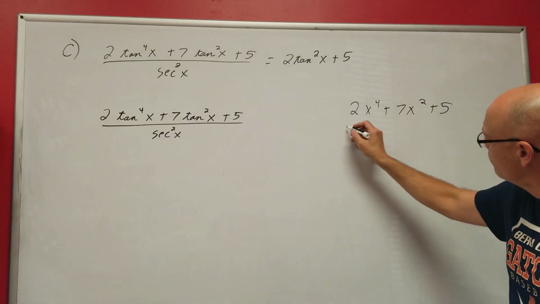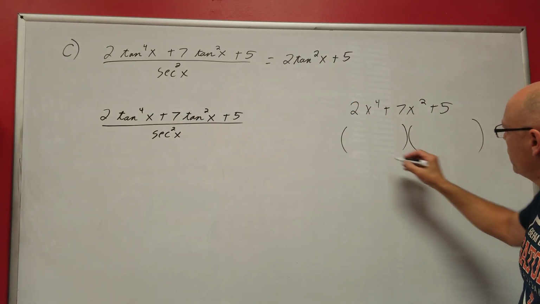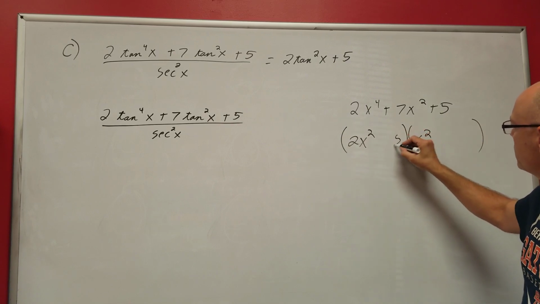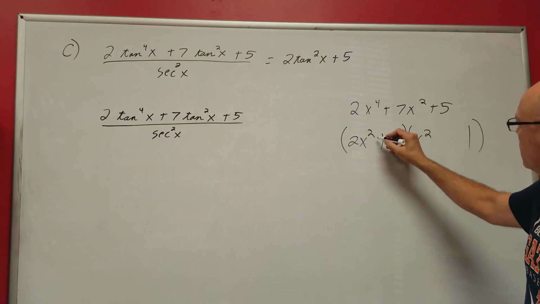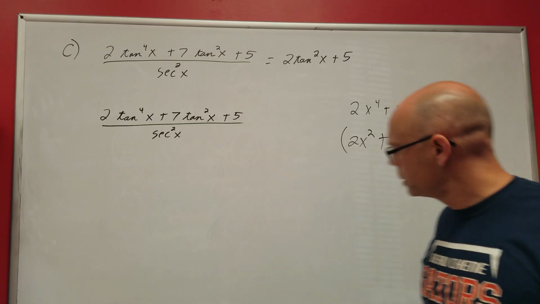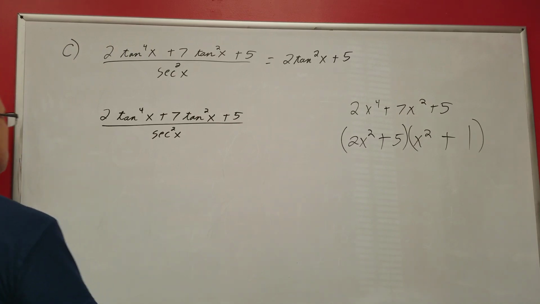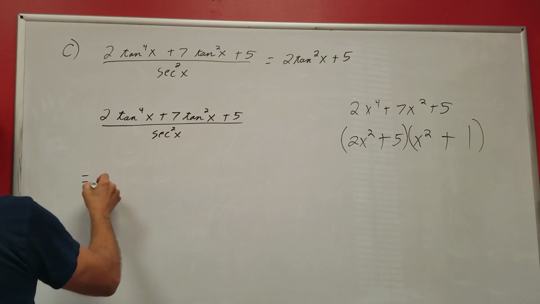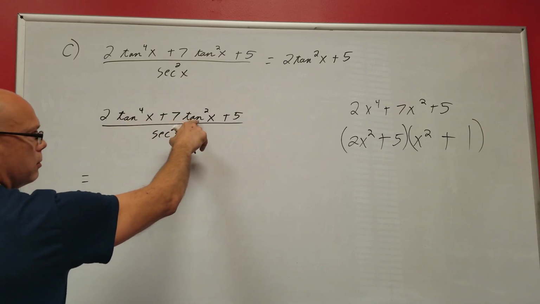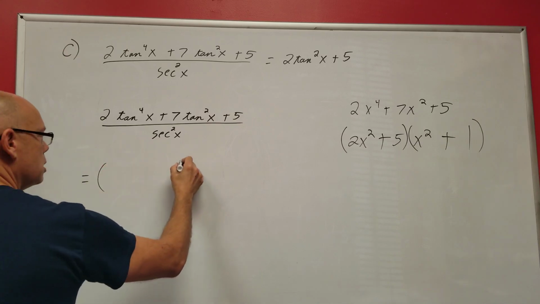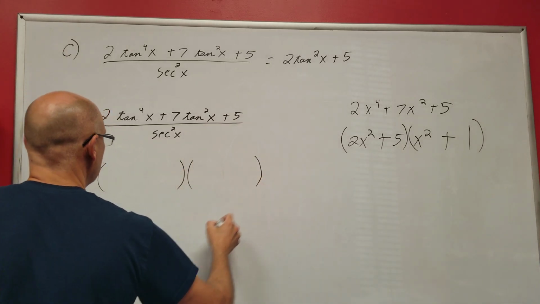Wouldn't you say you could factor this? You can say, okay, this is 2x squared times x squared. This is 5. That's 1. As long as I make them plus and plus, that'll factor, right? Go ahead and check it for yourself. Multiply it back out. That's really similar to what we have here, but instead of x's, we have what? Tangents of x. So in other words, I can factor that top.